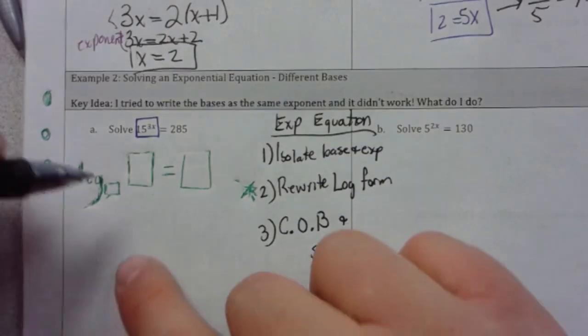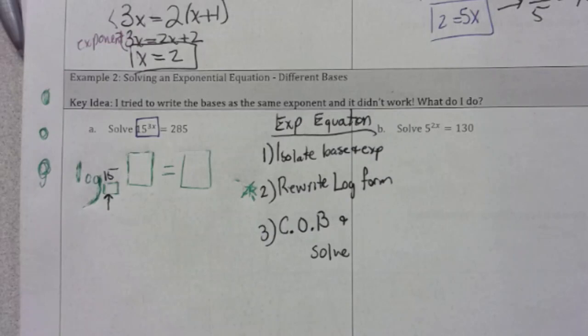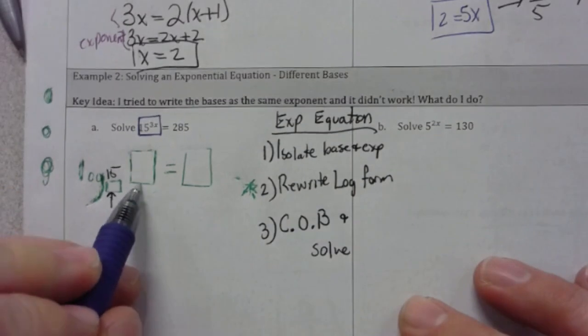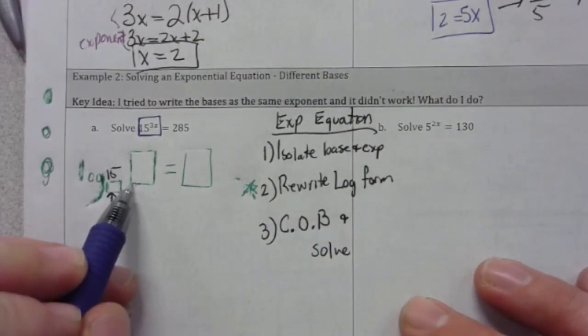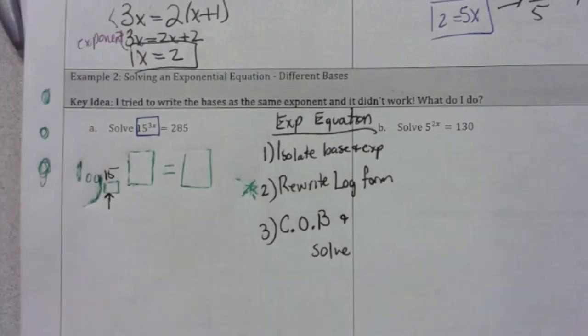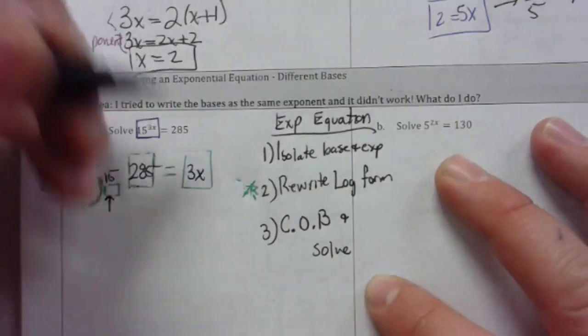Little bitty box right here, 15. This is what we were looking at for the log. Cole, you with us? This is 8D, that half sheet of paper. What goes next? Is it 3x or 285? Just the 285, right? Followed by 3x. That's the second step right there.